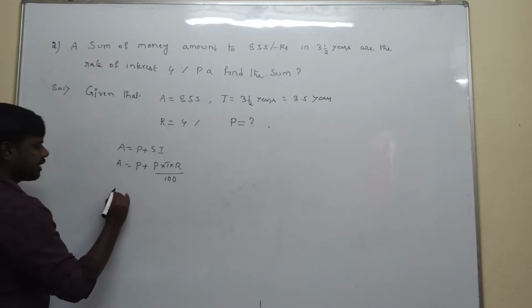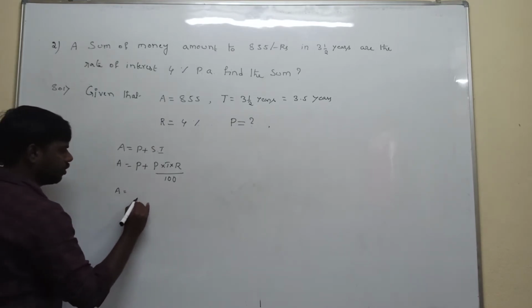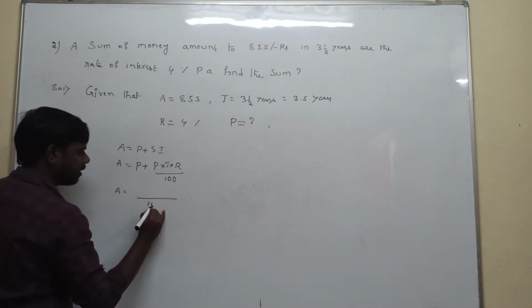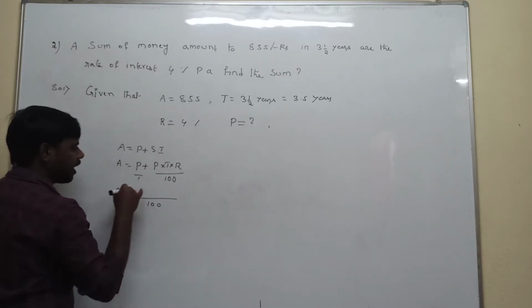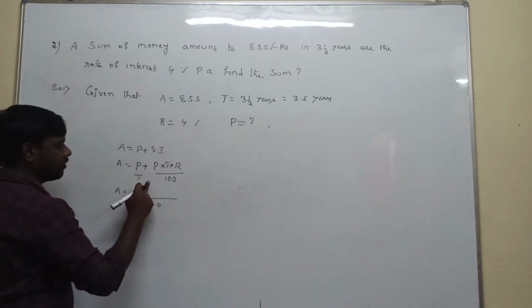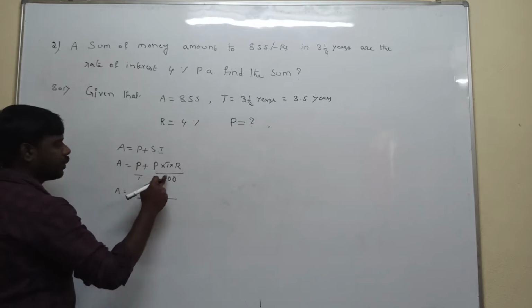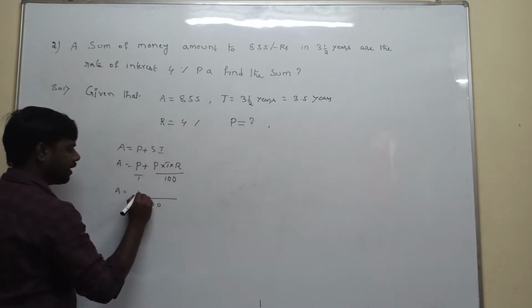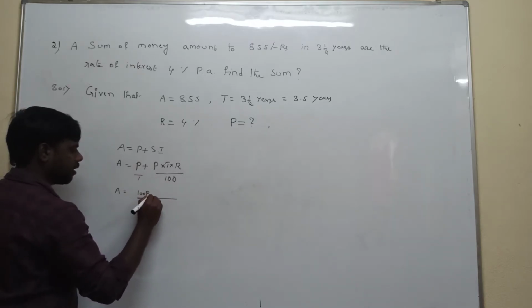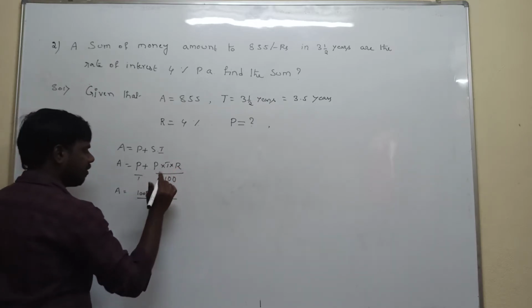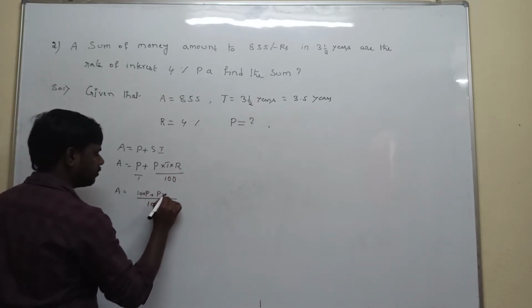Next, capital A is equal to, taking LCM as 100. After that cross product with P into 100. P into 100 is 100P, plus 1 into PTR value is PTR.